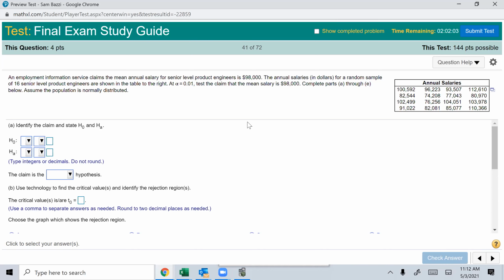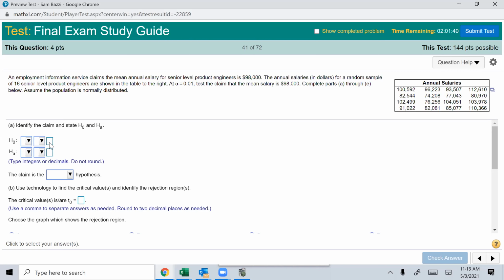An employment information survey claimed that the mean annual salary for senior level product engineers is 98,000. The annual salaries in dollars for a random sample of 16 senior product engineers are shown in the table at the right. At alpha, test the claim that the mean salary is 98,000.